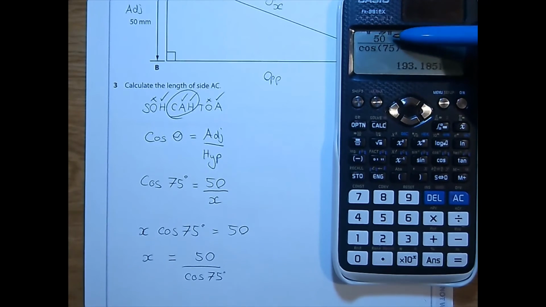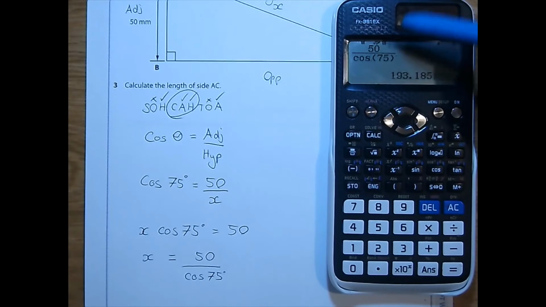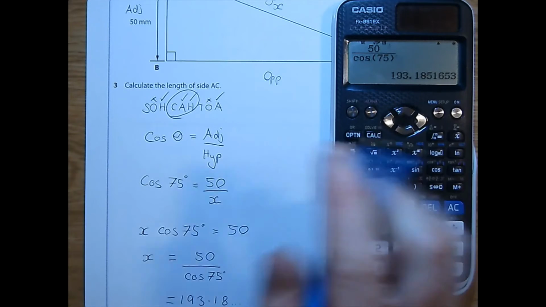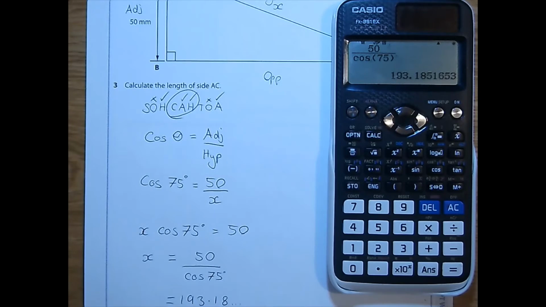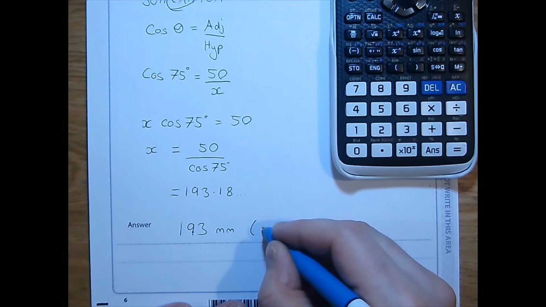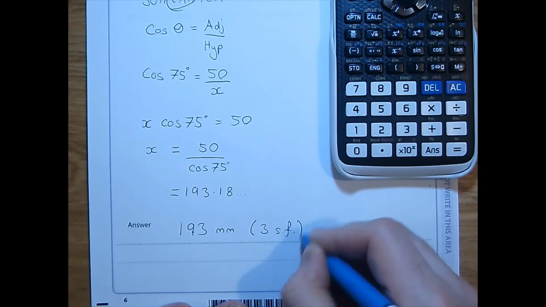And, oh, I nearly forgot to check. Well, actually, I checked before I started, but my calculator is in degrees mode. That little D there means I know I'm in degrees mode, which means that's the answer that I want. 193.18, etc. And I'm going to round that to 3 significant figures, so I'm going to get 193, and the units in this question are millimeters. Need to show those for the marks, and I've got 3 significant figures.